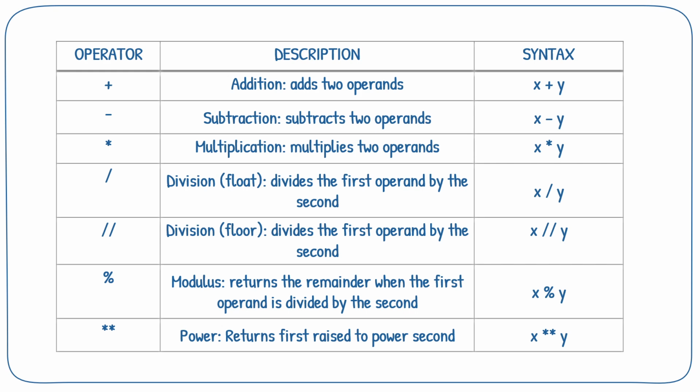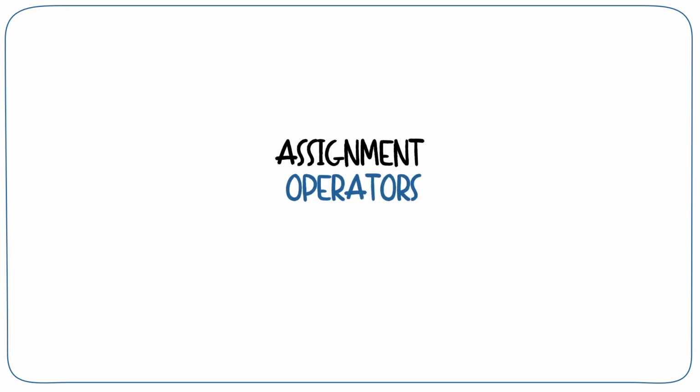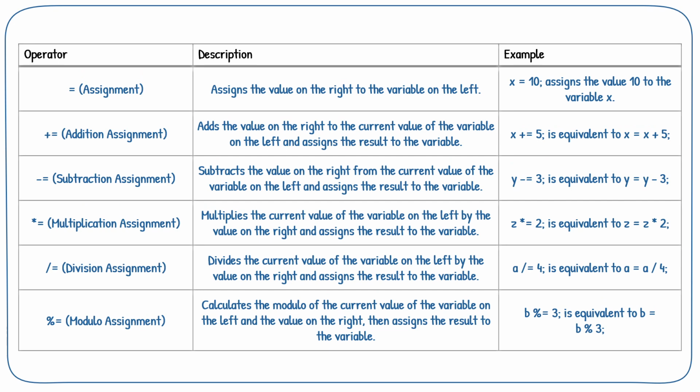Second in the list is assignment operators. Now what are assignment operators? These operators are useful to store the right side value into the left side variable. Now let's see all the assignment operators one by one. The first one here is the assignment operator, which stores the right side value in the left side variable. The addition assignment operator adds the right operand to the left operand and stores the result into the left operand.